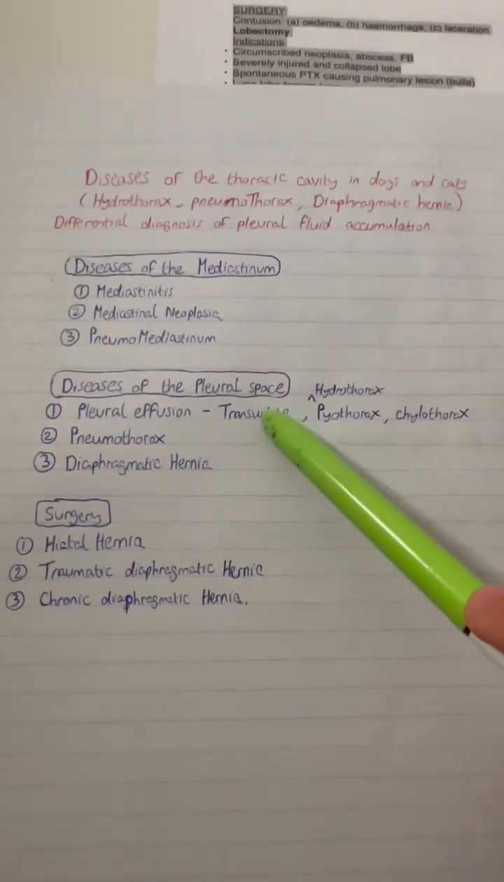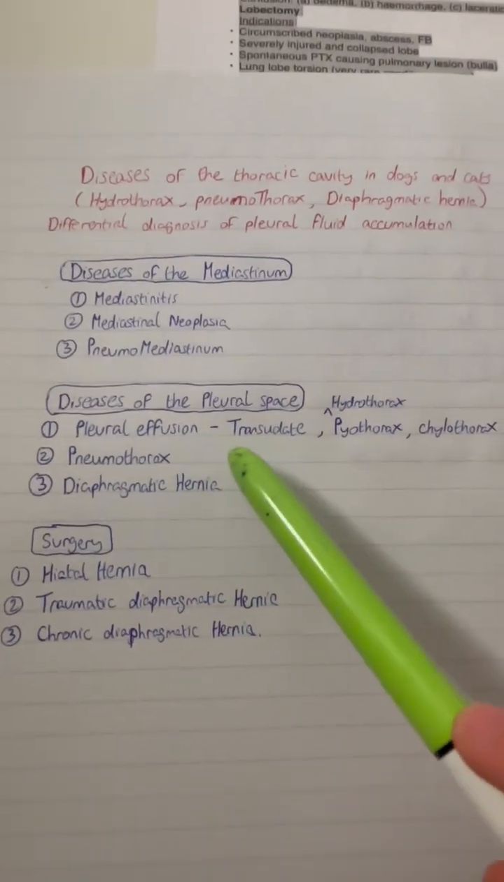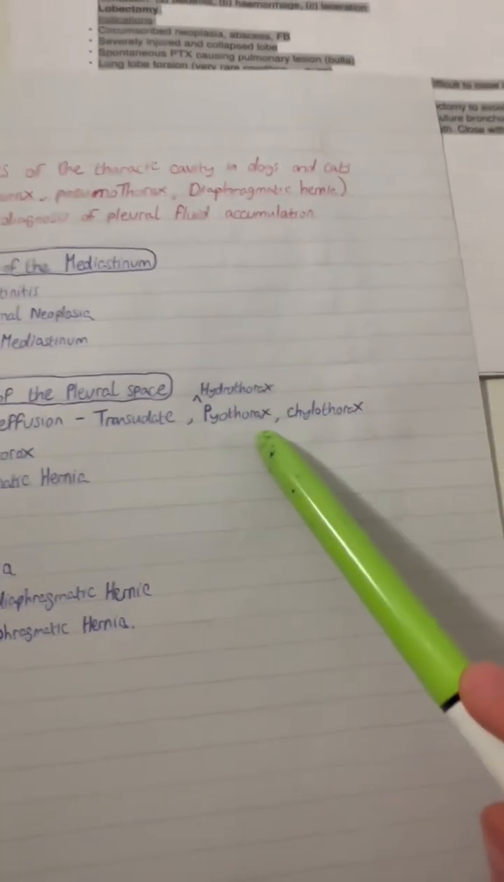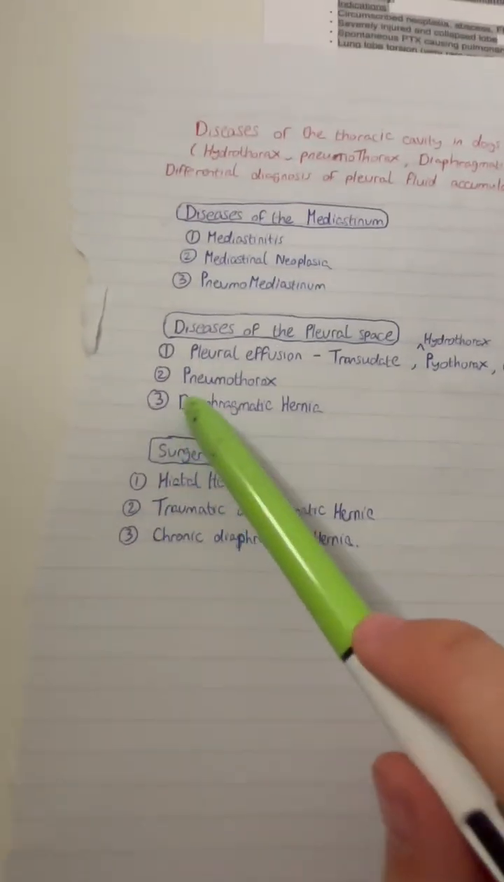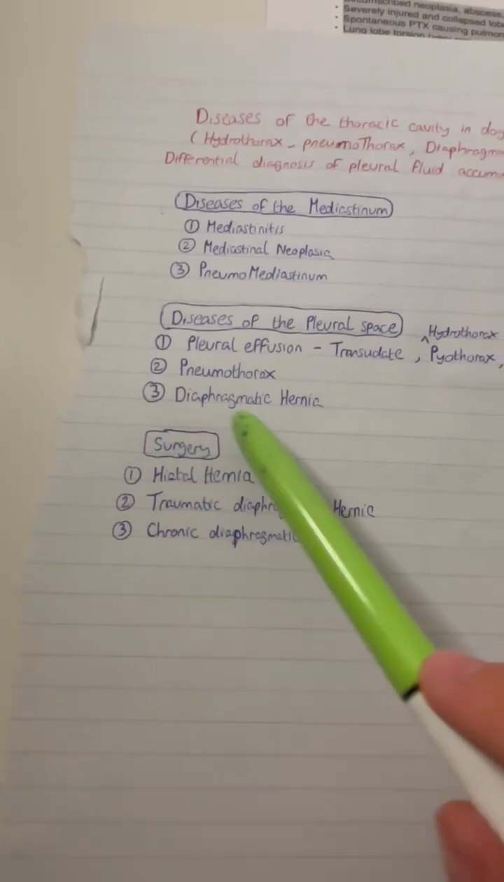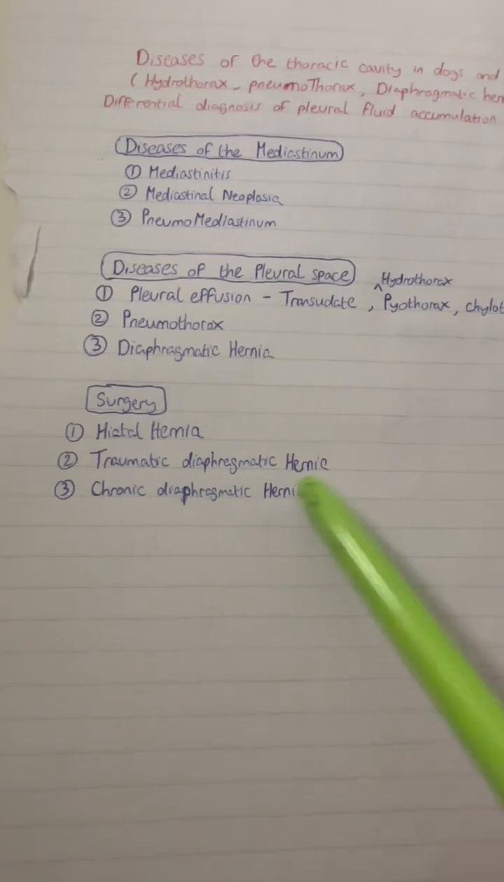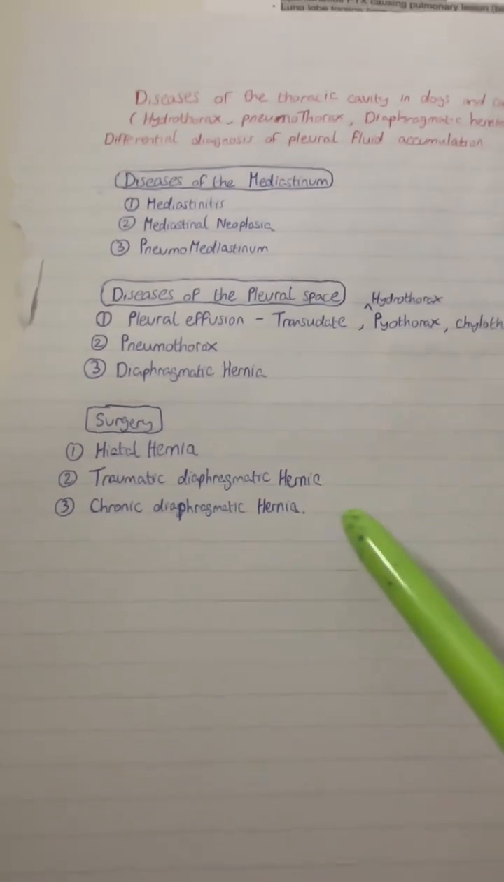Diseases of the pleural space. So you have pleural effusion, which can be divided into transudate, modified transudate, exudate, hydrothorax, pyrothorax, and chylothorax. Pneumothorax and diaphragmatic hernia. The surgeries are for hiatal hernia, traumatic diaphragmatic hernia, and chronic diaphragmatic hernia.